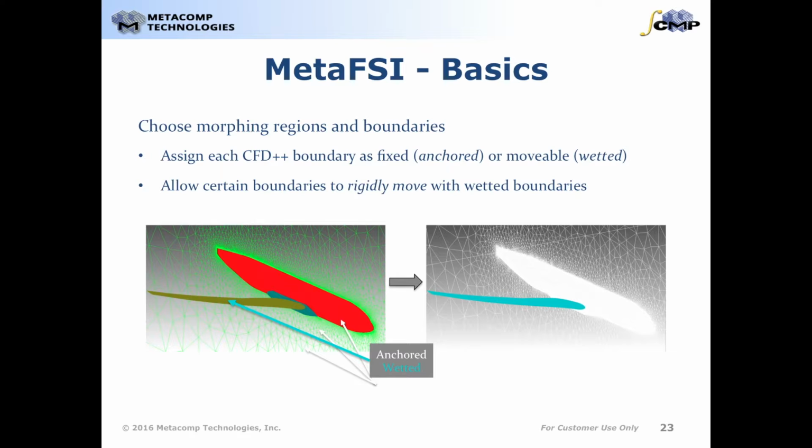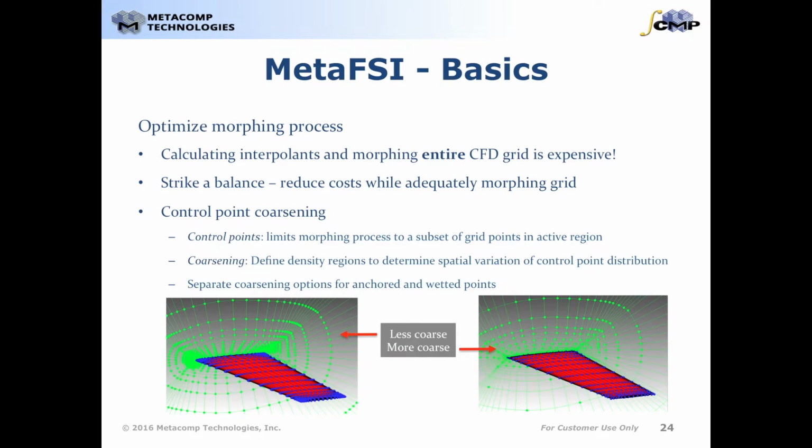On the canvas, points on the anchored boundaries are visualized in white, while the wetted points appear in turquoise blue. The second step is to optimize the morphing process. Calculating interpolants and morphing the entire CFD grid is computationally expensive and typically unnecessary. We should find a way of reducing these computations involved while adequately morphing the grid.